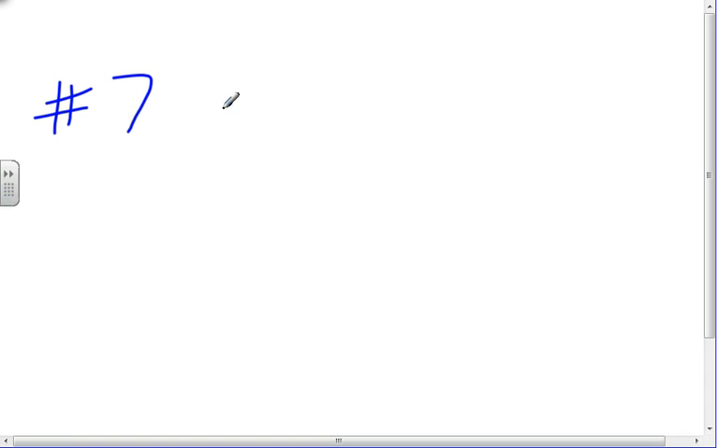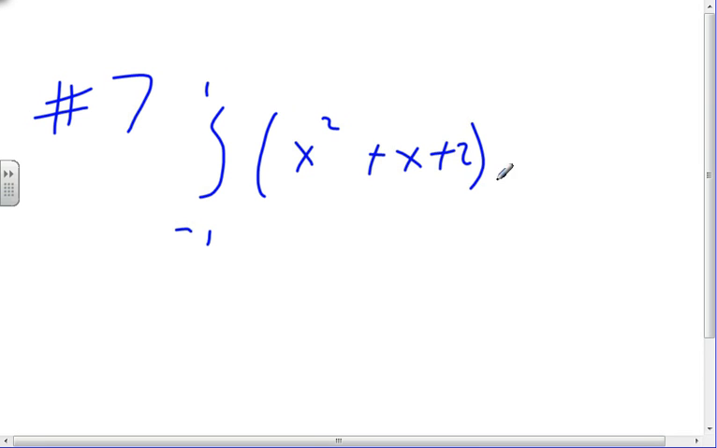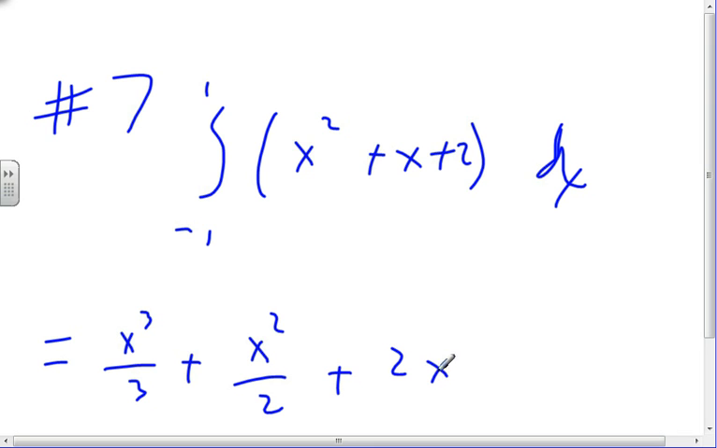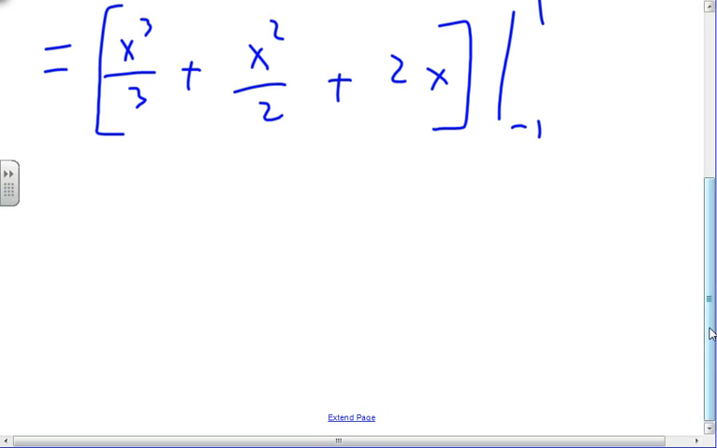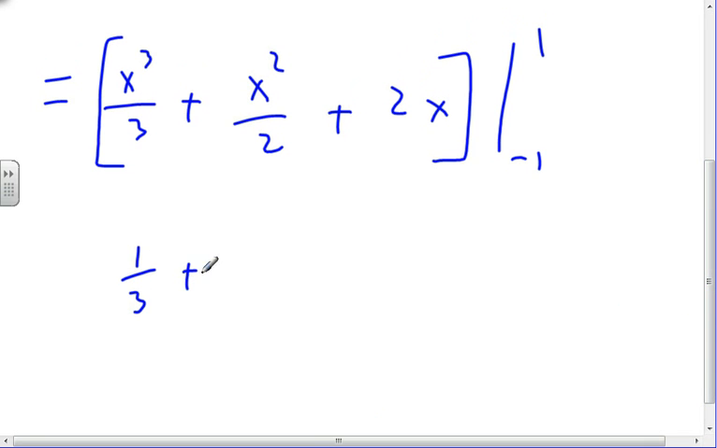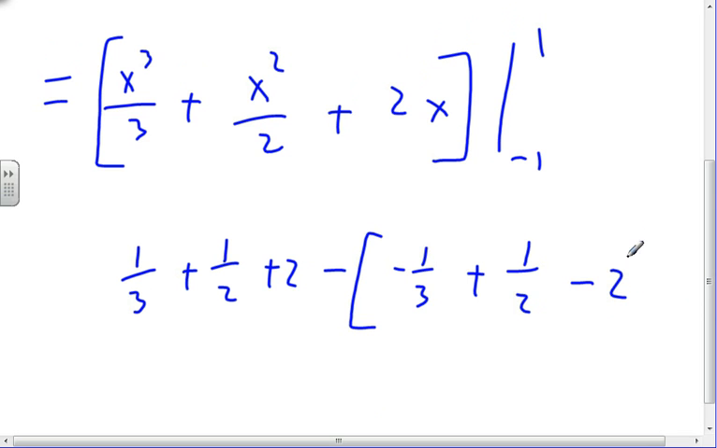Well, maybe not. Integral minus 1 to 1 of x squared plus x plus 2 dx. All right, I'm going to have x cubed over 3 plus x squared over 2 plus 2x evaluated at minus 1 and 1. So I put the 1 in: 1/3 plus 1/2 plus 2, minus, I put the minus 1 in, minus 1/3 plus 1/2 minus 2. So 1/3 minus a minus 1/3 would be 2/3. 1/2 minus 1/2, that goes away. 2 minus a minus 2 would be 4.